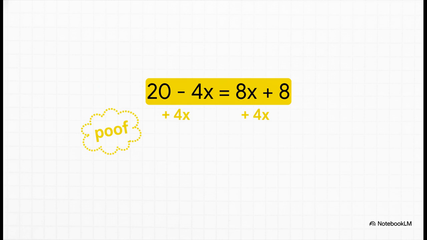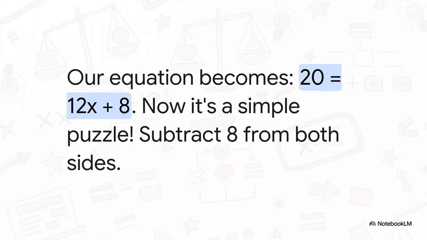Great. Now that we've simplified, our next job is to get those x terms together. Here's a pro tip. It's usually easiest to get rid of the smaller one. So, to cancel out negative 4x, we'll add 4x to both sides. And hey, would you look at that? Our new equation is 20 equals 12x plus 8. This looks just like the first puzzle we solved. We totally know how to do this.